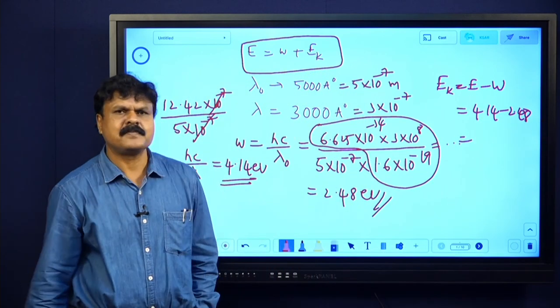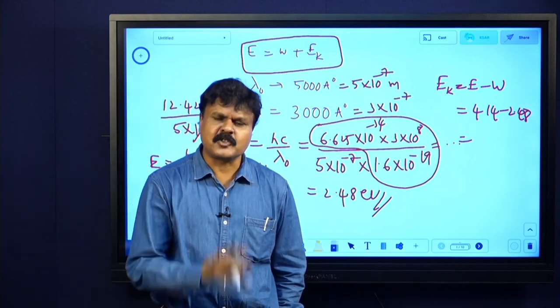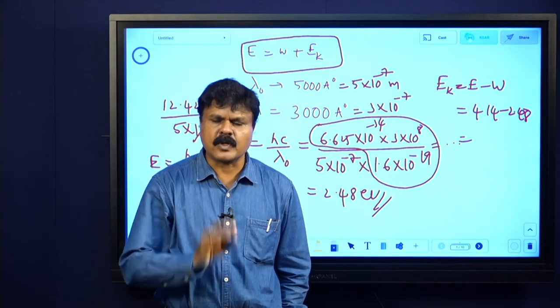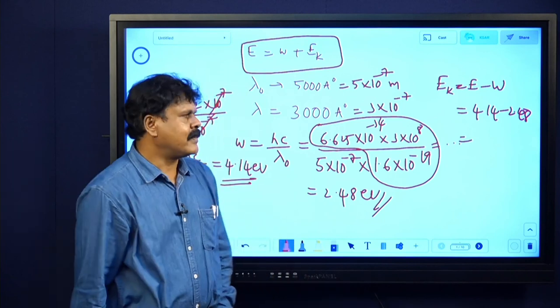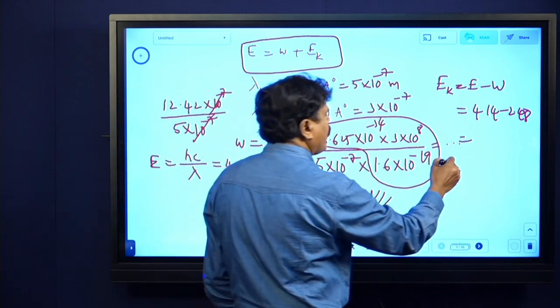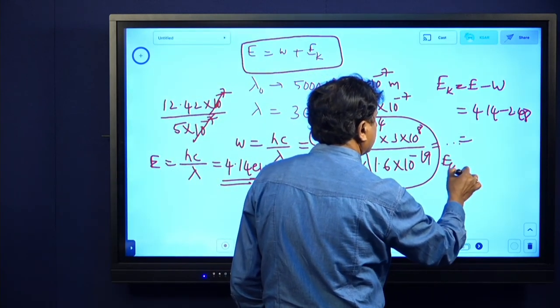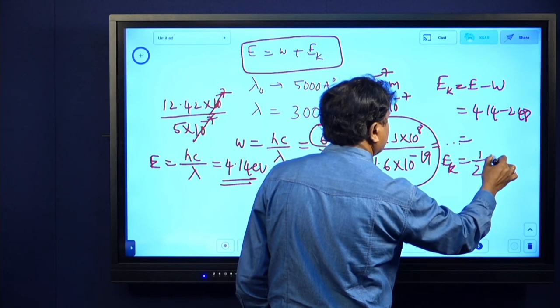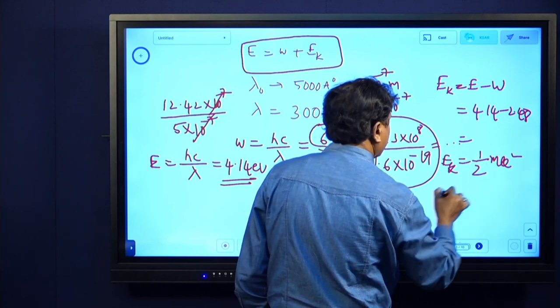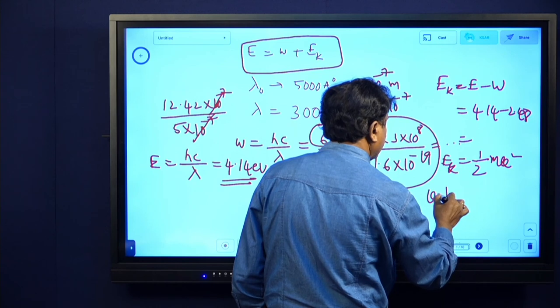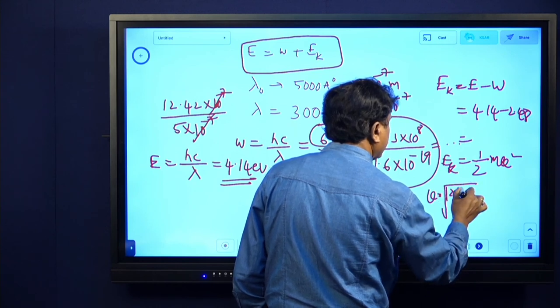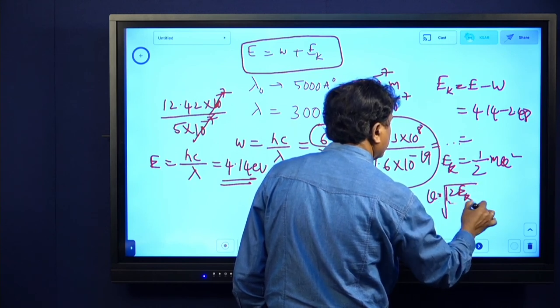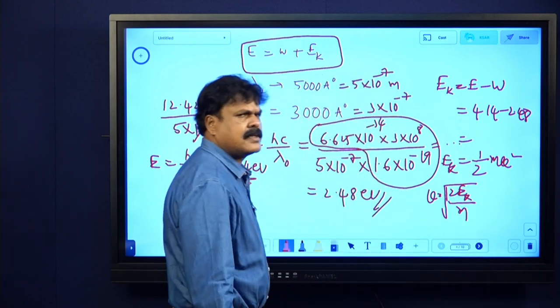See how simple. But what I suggest is it could go still further. They could ask velocity also. If they ask velocity, you know Ek. Ek is nothing but half mv square, and v is nothing but root of 2Ek by m.